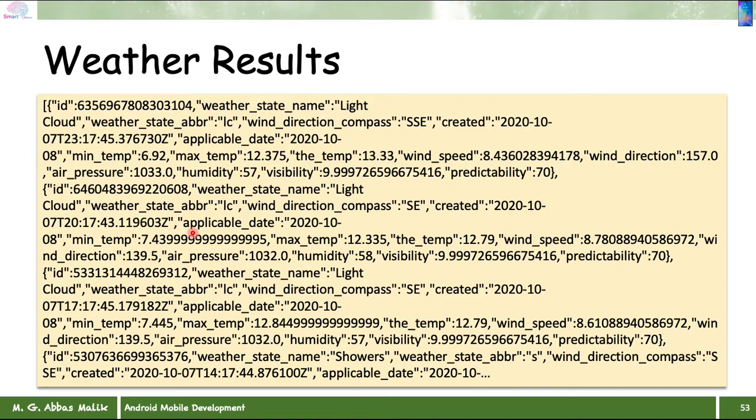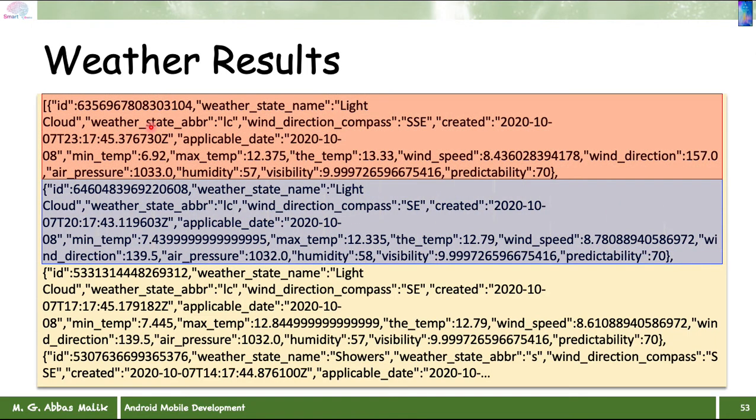The same thing for the result. The weather results are more like 20 or 30 objects. Each object contains 13 values. This is one object, this is the second object, this is the third object, and it continues like that. So now again we need to convert these values into the weather results objects, or the consolidated results object.